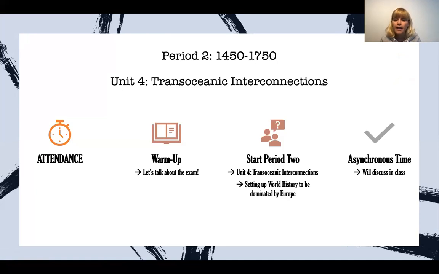The best way to do that is skipping unit three and starting with unit four, okay? What I want to do is set up pretty much everything that we talk about from here on out, which will be somehow connected to Europe. So what I'm going to do today is set up how Europe becomes a major power player in this sort of world domination. And the way we do that is we talk about transoceanic interconnections, okay?